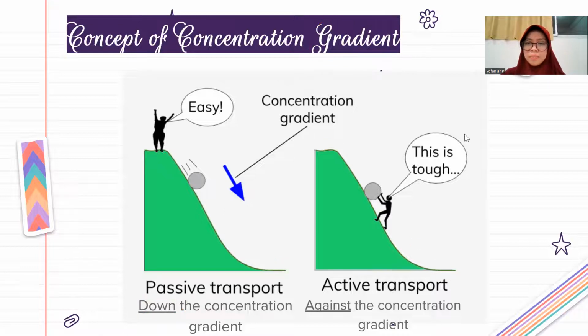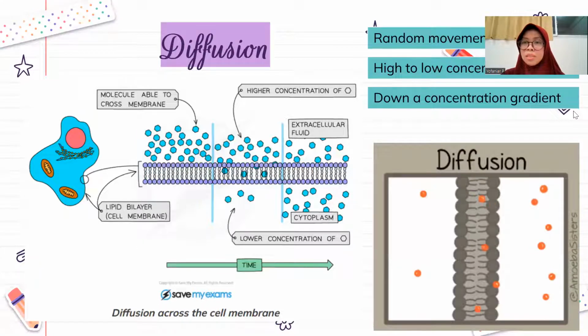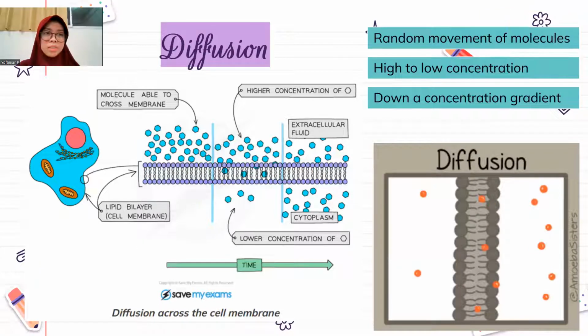Next, still talking about diffusion. So these are the keywords. Random movement of molecules. It is random, okay? From high to low concentration and down a concentration gradient, because diffusion is part of passive transport, so it doesn't need any energy. This image represents the process of diffusion across the cell membrane.